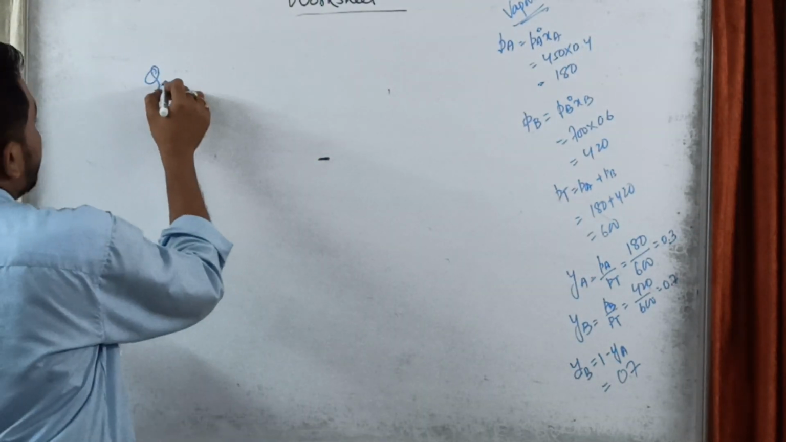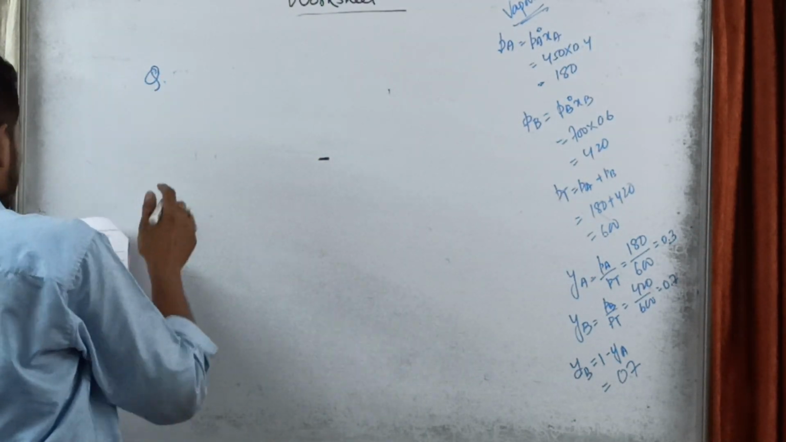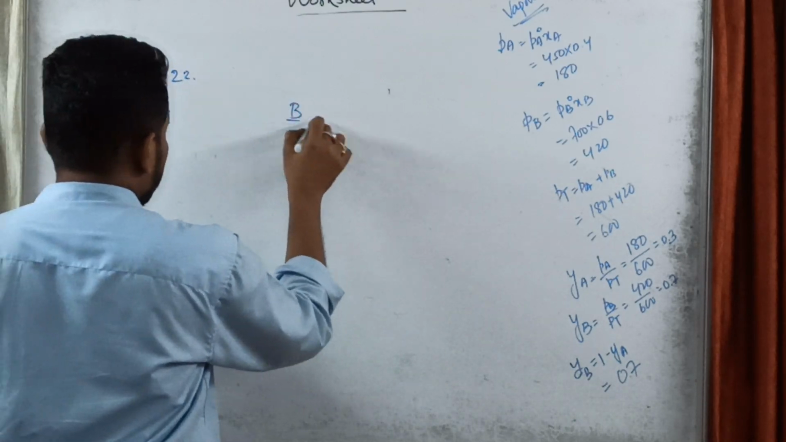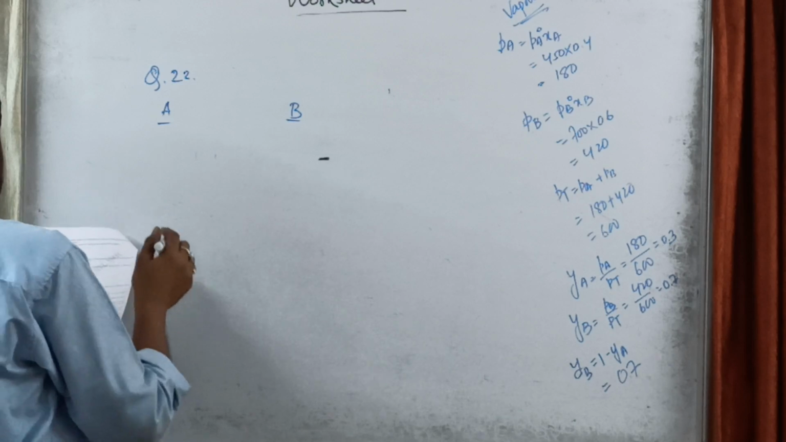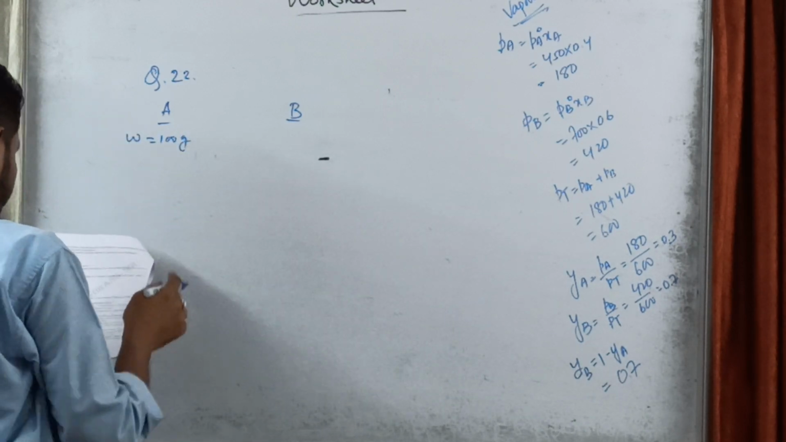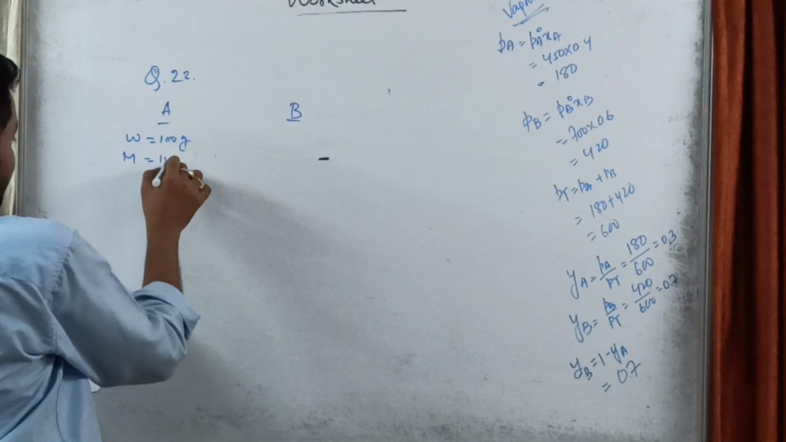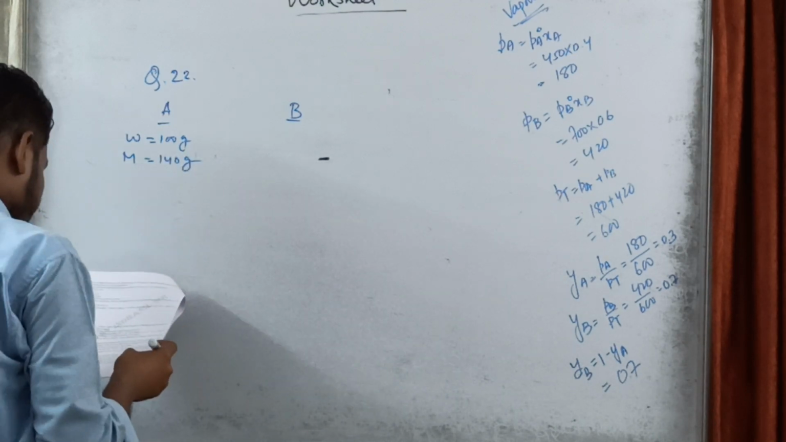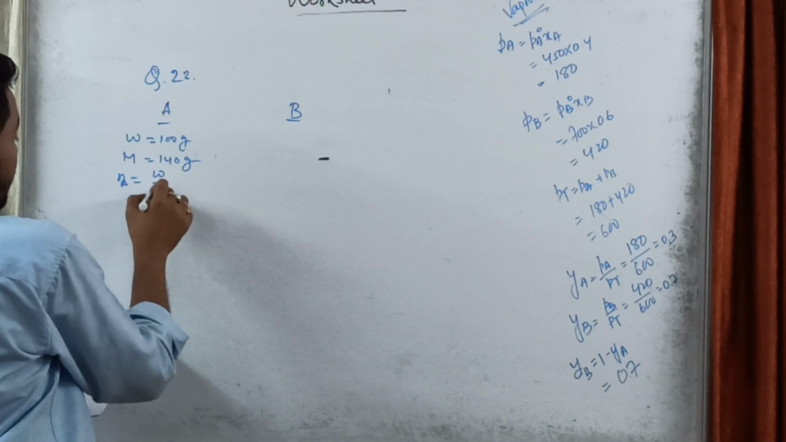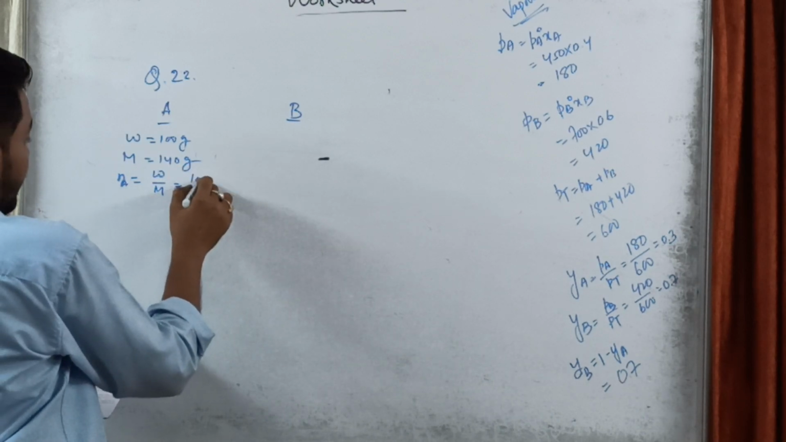So question number 22. They have said one is A, another is B. In case of A, they have said the weight is 100 gram. The molar mass they have provided is 140 gram. So from there you can easily get n. n means weight by mass. Weight is 100 by 140.